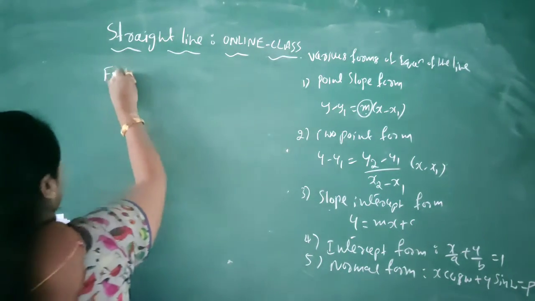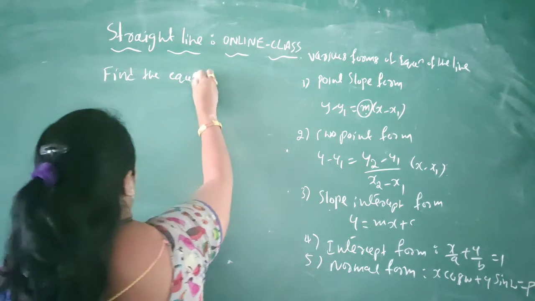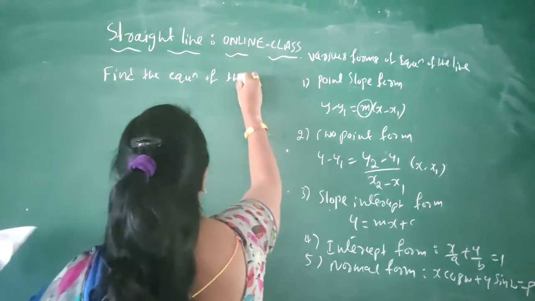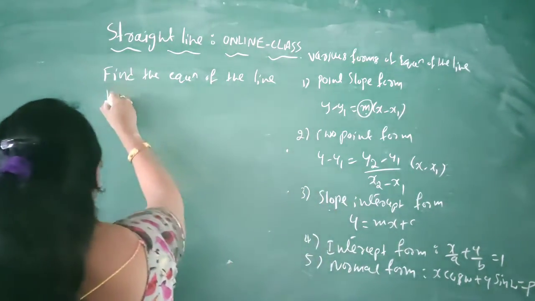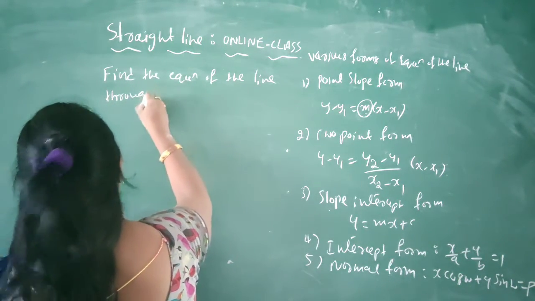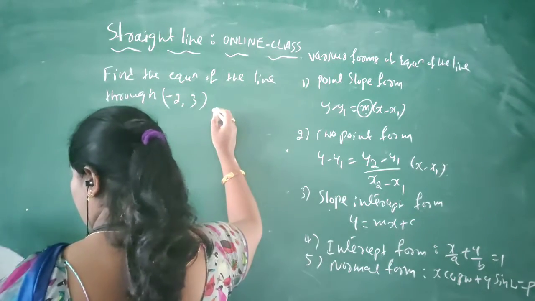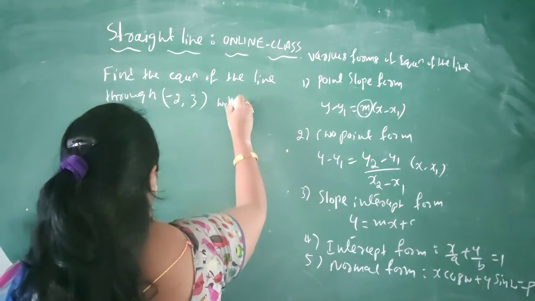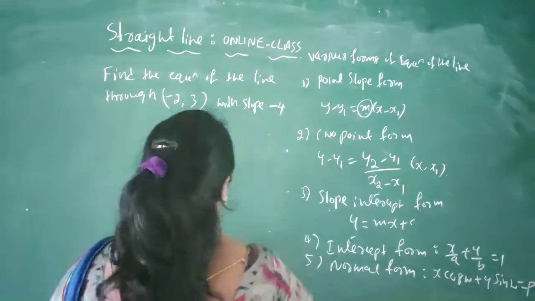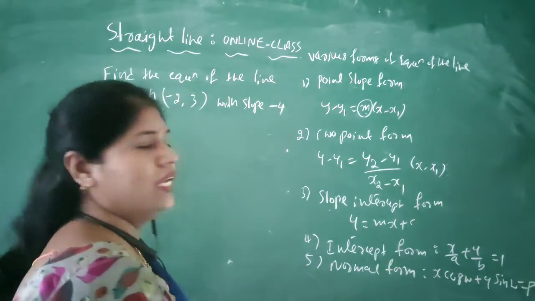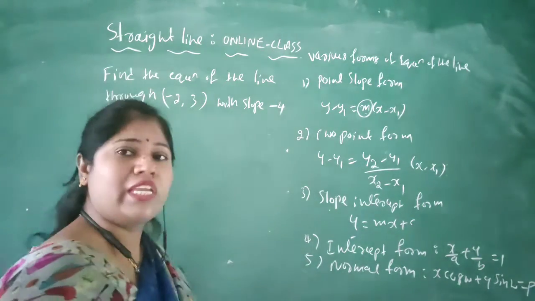Okay. Find the equation of the line through (-2, 3) with slope -4. So the question will be like this: find the equation. We have to find out the equation.